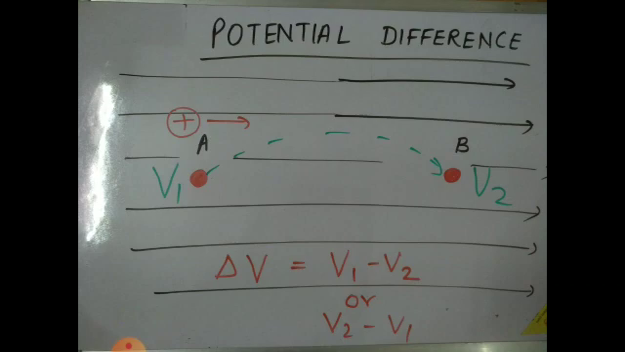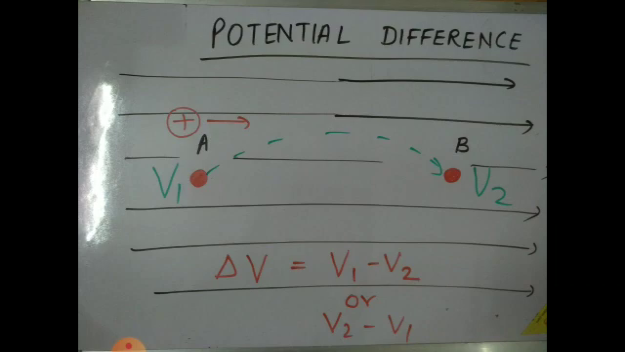So this is the phenomenon. Now you see potential difference in any electric field. When you are bringing a positive charge from point A to point B, there must be potentials V1 and V2 at the two points. The difference between these two points creates a potential difference. We take the difference between these two points, V1 minus V2, or you can write V2 minus V1 as per the condition.